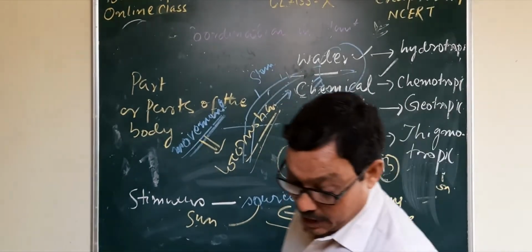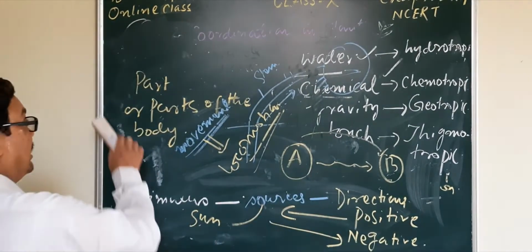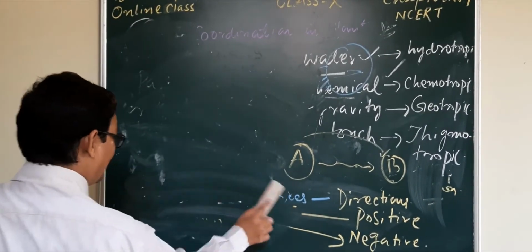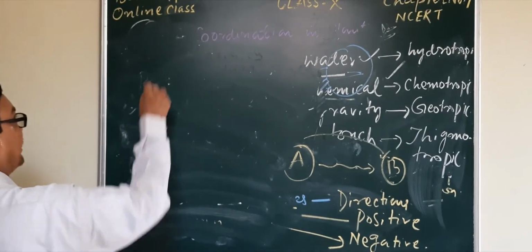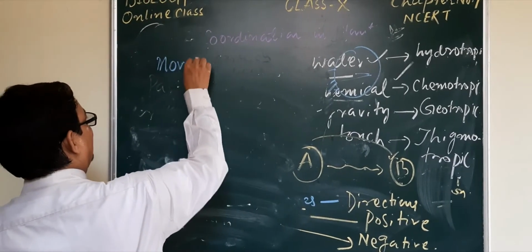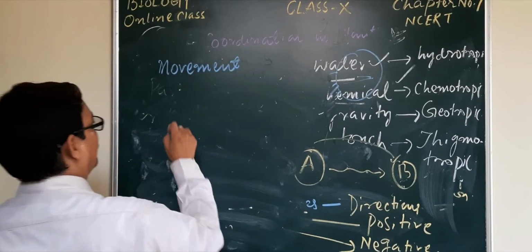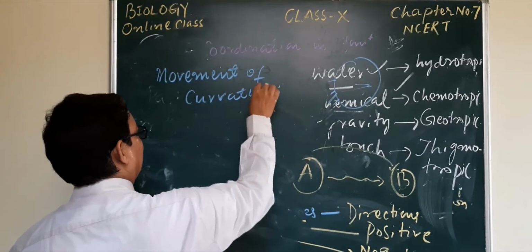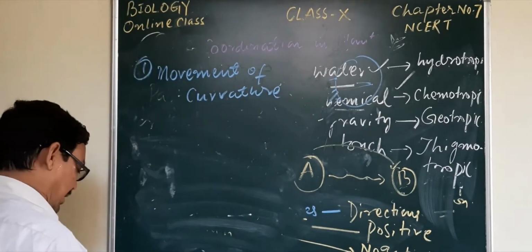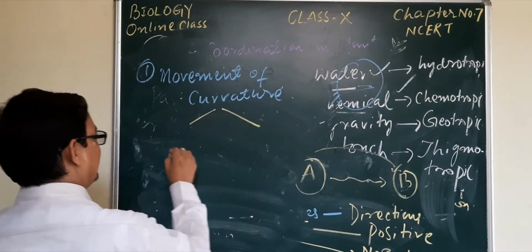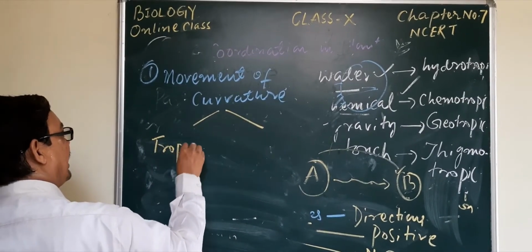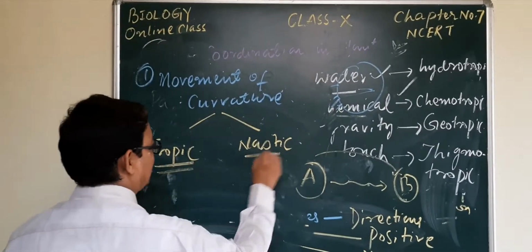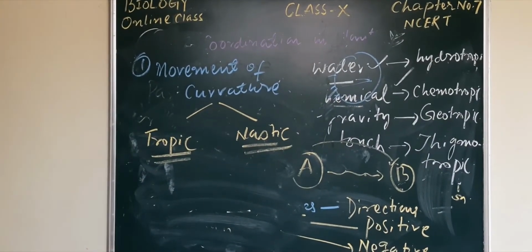That is also a type of movement, and that is why this type of movement which is included in your syllabus is known as the movement of curvature. That means movement of curvature. The movement of curvature is of two types, that is the tropic and nastic, and depending upon the different types of stimulus, the tropic and nastic are of various types which you have seen here.